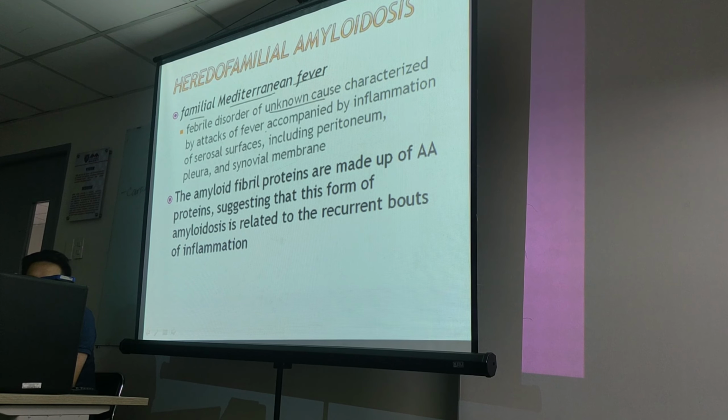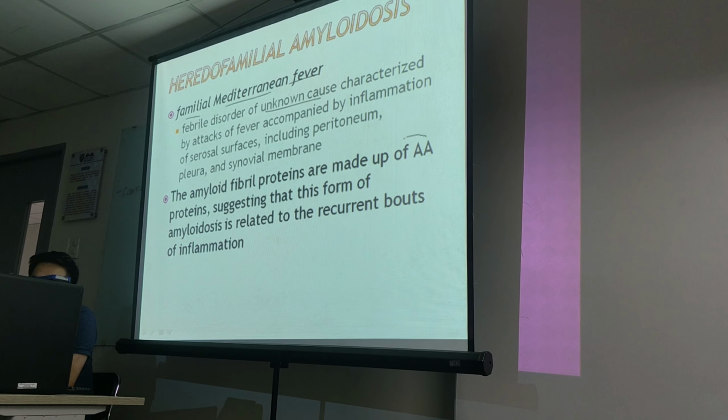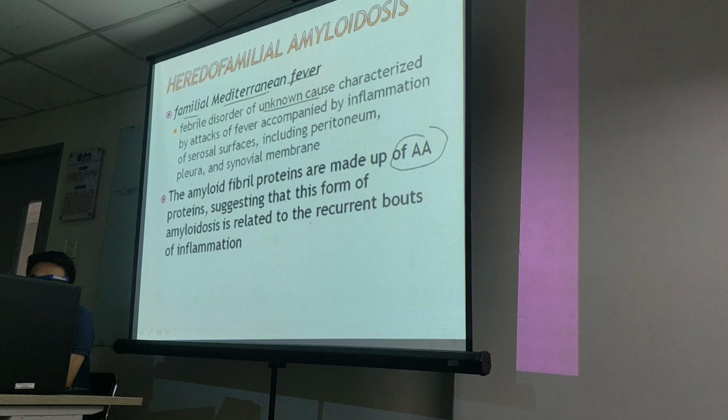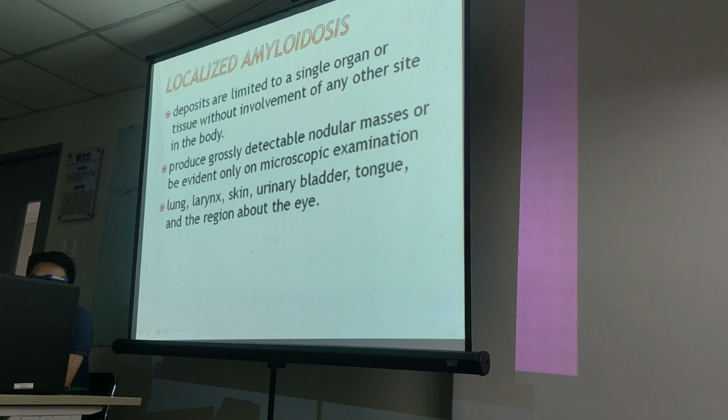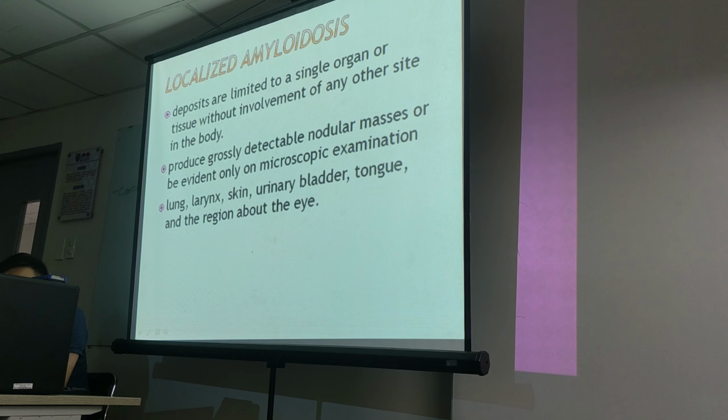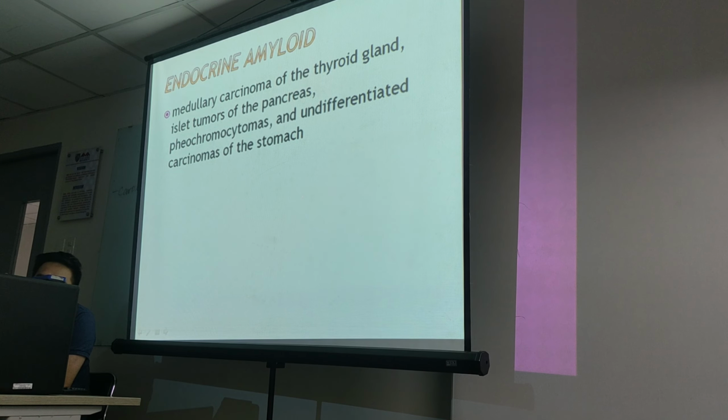The amyloid fiber proteins are made up of AA proteins, suggesting that this form of amyloidosis is related to recurrent bouts of inflammation. In localized amyloidosis, deposits are limited to a single organ or tissue without involvement of any other body part. It produces grossly detectable nodular masses or is evident only on microscopic exam. You have the larynx, lungs, skin, bladder, tongue, the region above the eye. Endocrine amyloid is when endocrine tumors like medullary carcinoma of the thyroid and pancreas secrete the deposits.